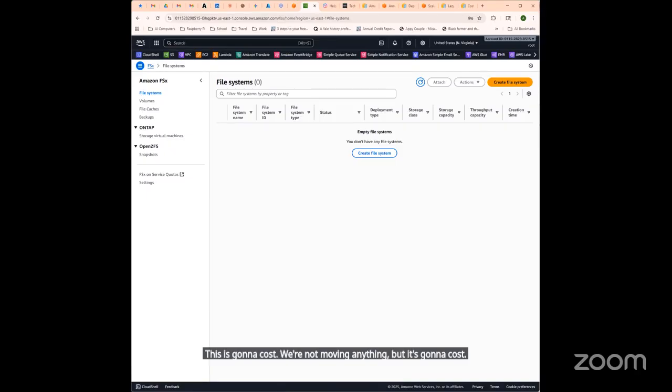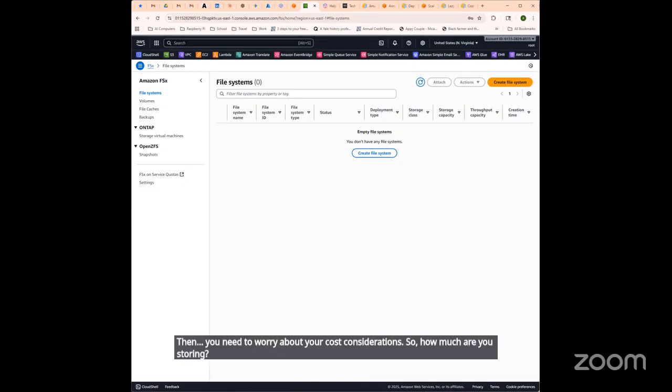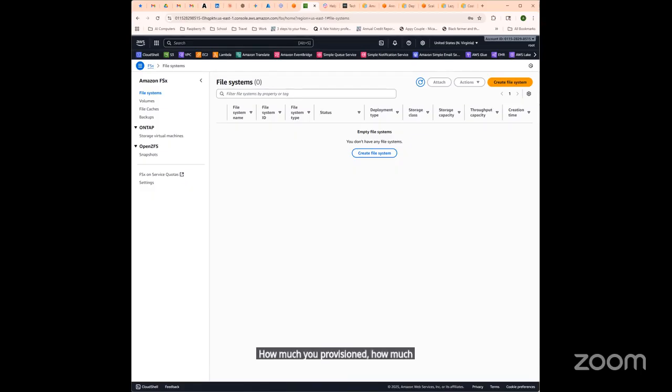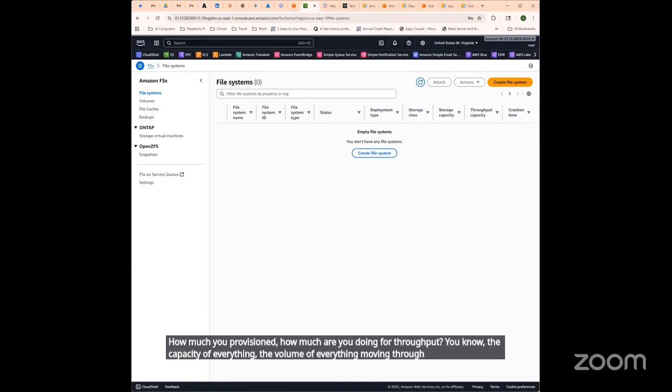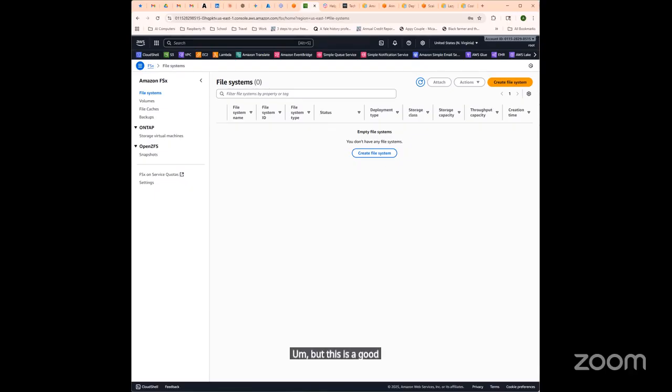Then you need to worry about your cost considerations. So how much are you storing? How much are you provisioned? How much are you doing for throughput? The capacity of everything, the volume of everything moving through, and then your S3 integrations, because S3 transfer fees will apply when it's reading or writing. But this is a good overview, and we'll go into other FSx services or FSx instances and get you a little more input.